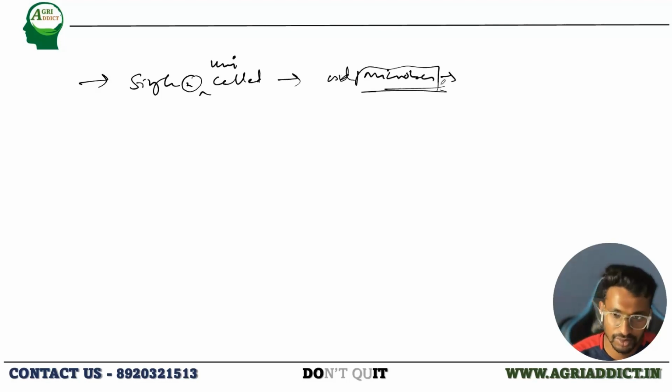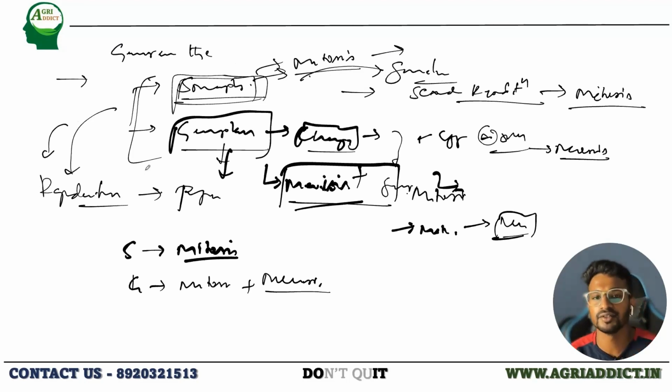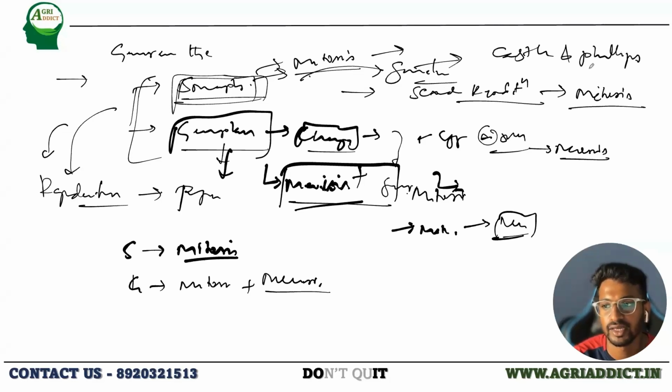Okay, so previously I told you that the somatoplasm is not inherited and is not involved in reproduction, right? While I was discussing the fundamental difference, I told you that somatoplasm does not get involved in reproduction. But who proved this fact? It was by Castle and Phillips.